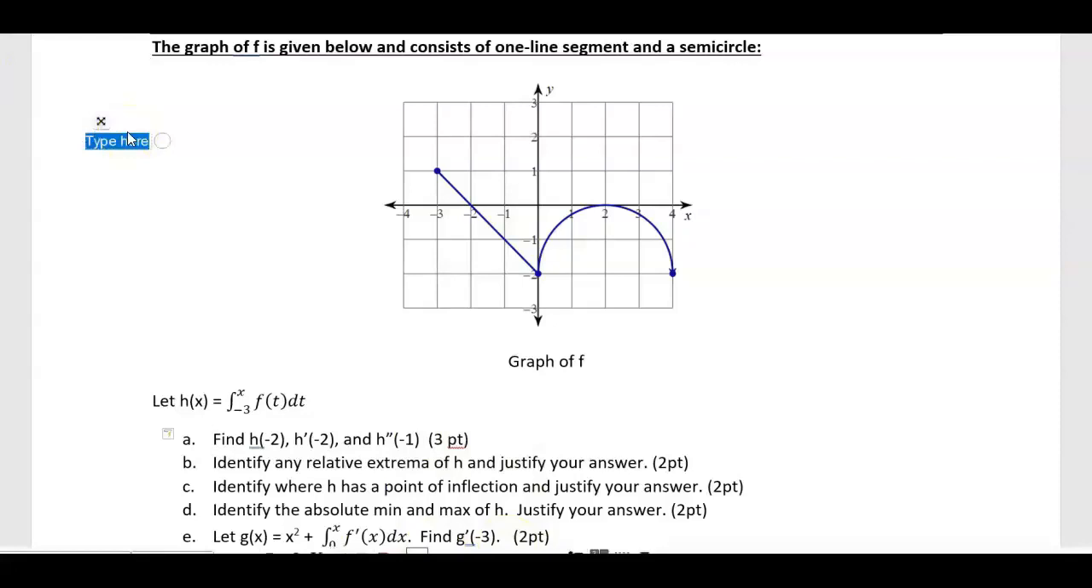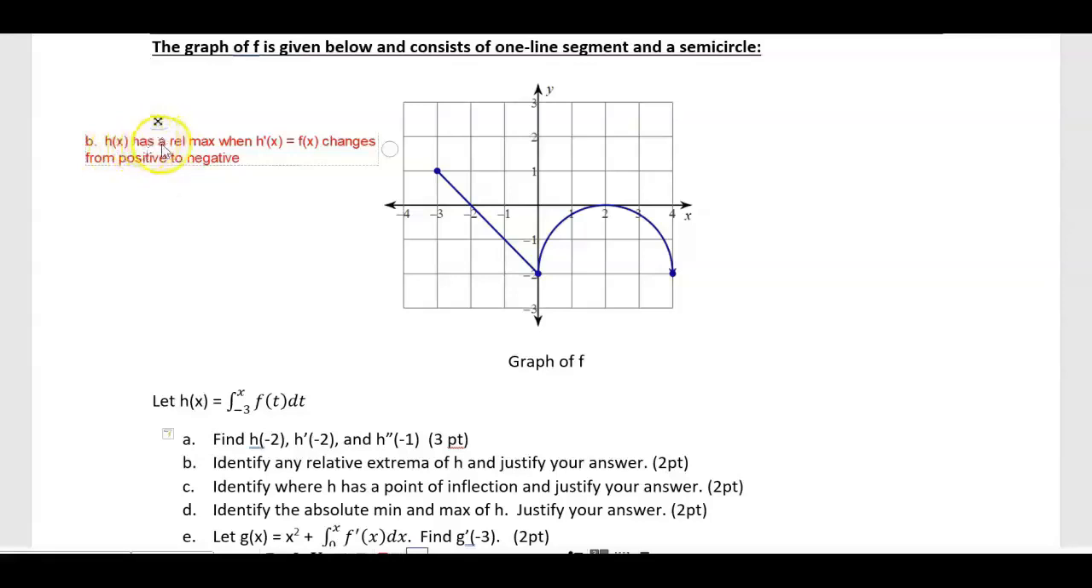H has a relative max when H prime, which we've already said earlier is equal to f of x, changes from positive to negative. Now, where does that happen on our graph? So this is a definition that we learned back in Unit 5. So let's review that really quick.